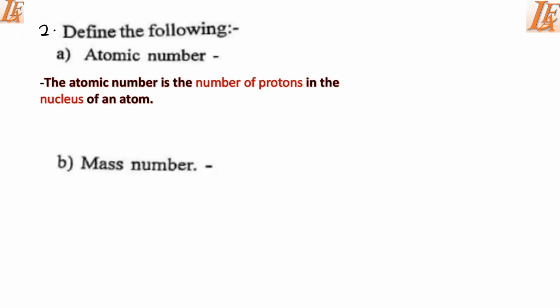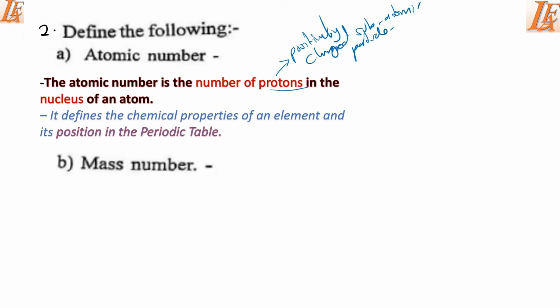Atomic number is defined as the number of protons in the nucleus of an atom. Remember, we define protons as positively charged subatomic particles. So atomic number is the number of the positively charged subatomic particles, and these protons help to define the chemical properties of an element and its position in the periodic table.